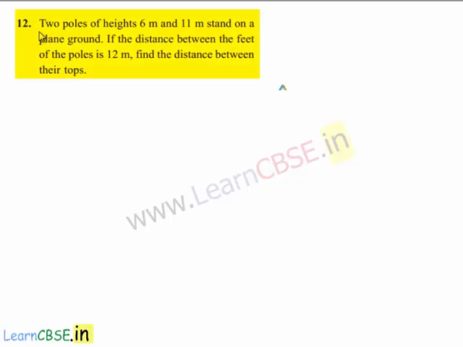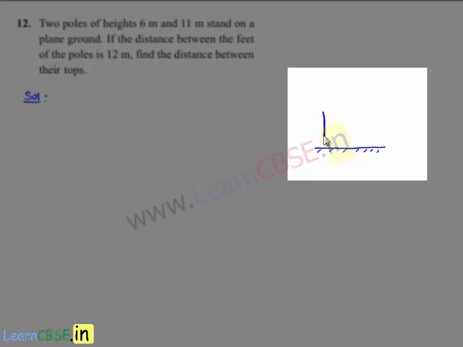Moving on to the 12th question. Two poles of heights 6 meters and 11 meters stand on a plain ground. If distance between the feet of poles is 12 meters, find the distance between their tops. Now moving on to the solution. He has given that two poles of height 6 meters and 11 meters, which are 12 meters distance apart, stand on the ground, and he asked us to find the distance between tops.